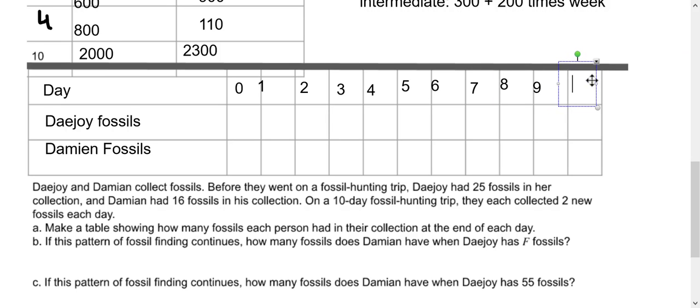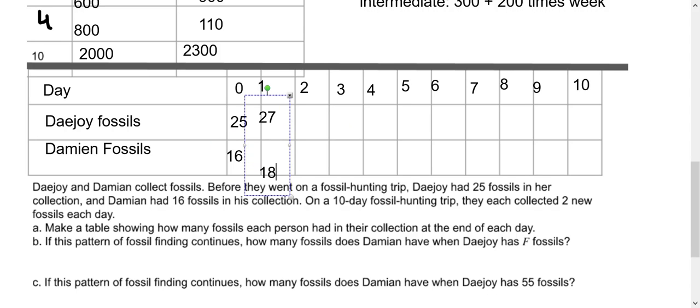There's 10. Okay, then it says that DeJoy has 25 in her collection to start with. So here she has 25, and Damien has 16. And then it says that they each collect 2 fossils a day. So fill in the table. So 2 fossils a day, 27 and 18.